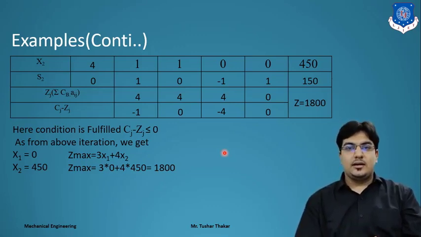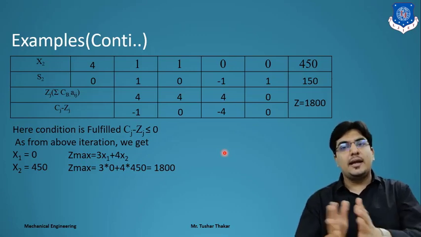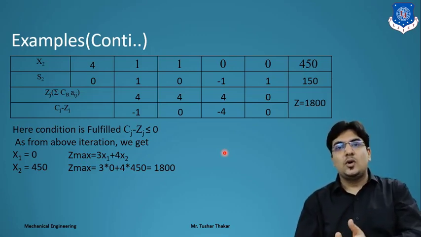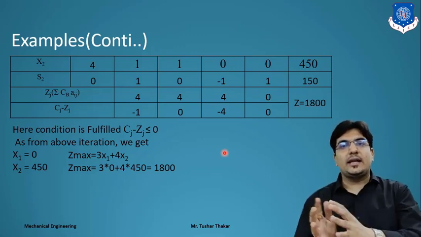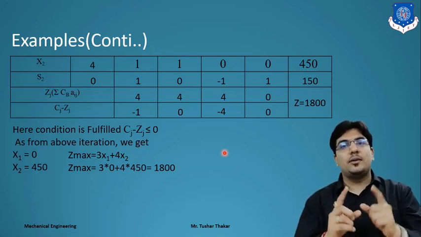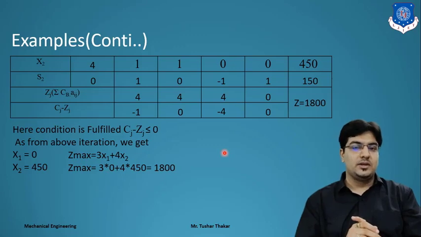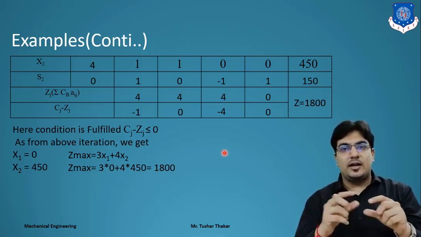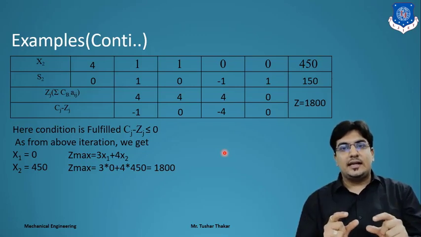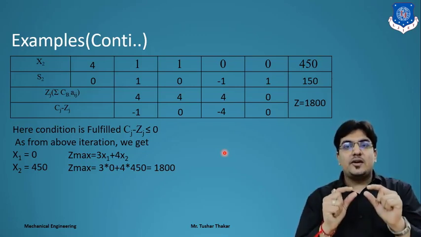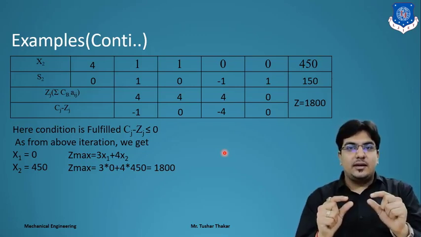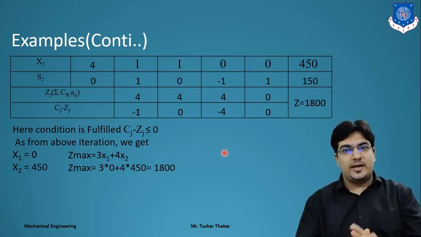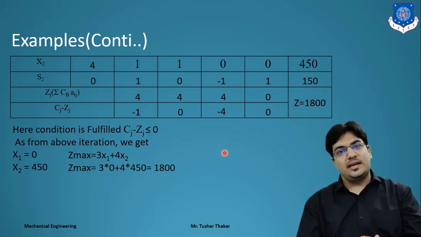Now we draw lines at the key column and key row, and the intersection of the key row and key column is known as the pivot number or the key element. So what is the next iteration? For the next iteration, we divide all the elements of the respective row by the key element, and we find a new row for the next iteration.